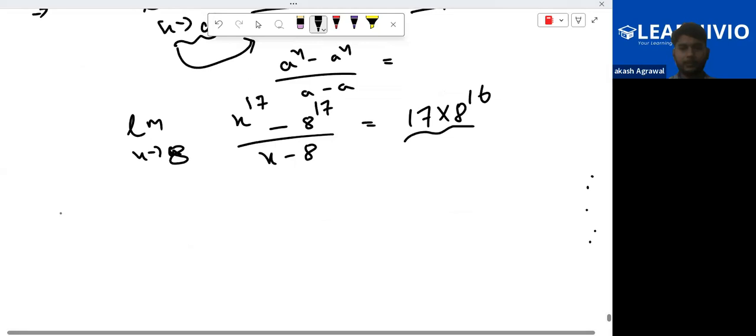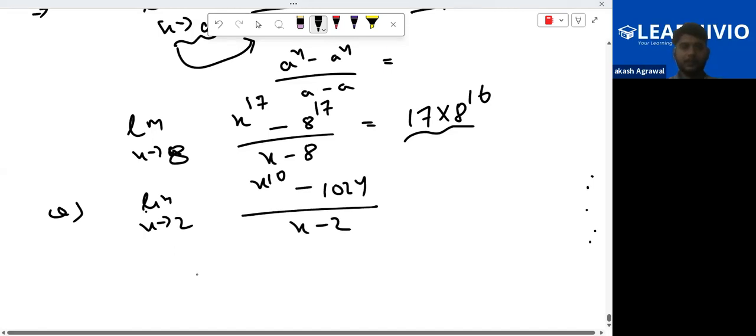Okay, try to do one question on this. Limit x tending to 2, x to the power 10 minus 1024 upon x minus 2.